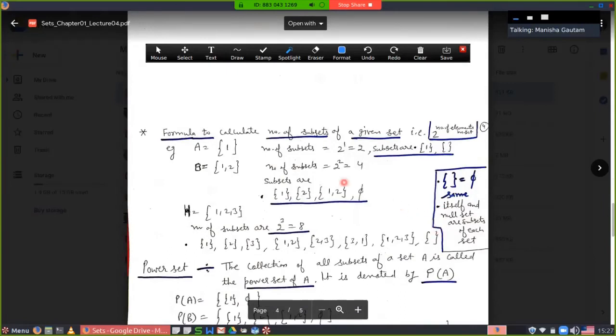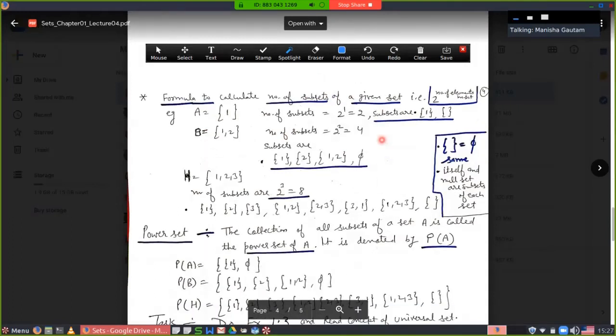Now next is the formula to calculate the number of subsets of a given set. How to find out how many subsets are there in a set? There is a formula to calculate, that is 2 to the power number of elements in a set. For example, if set A has 1 element, then how many subsets are there? 2 to the power 1, that is 2. Subsets are itself and the empty set. I have told you already, itself and the empty set are subsets of every set.